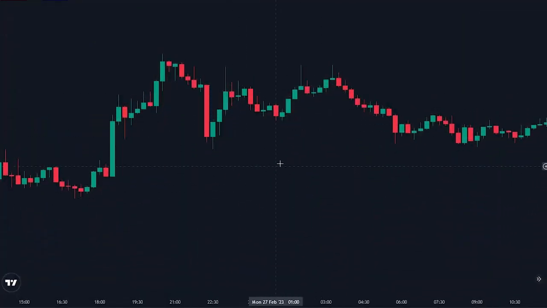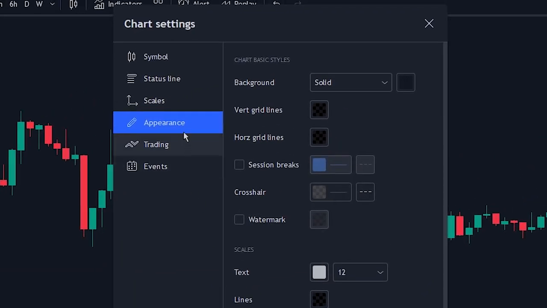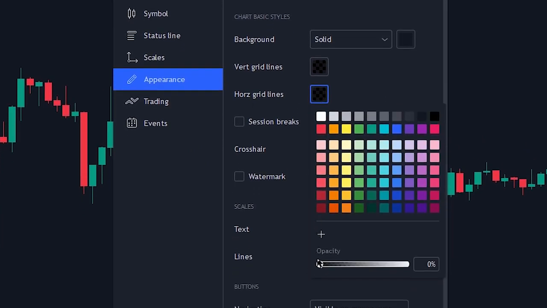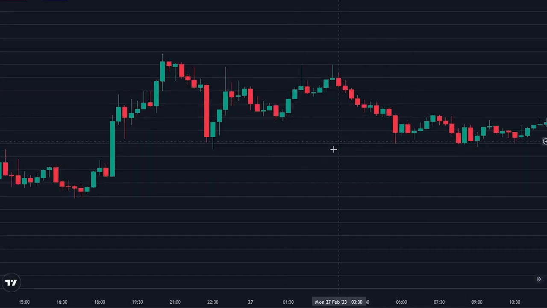For this method, we will need to enable the horizontal grid lines on TradingView. To do this, right-click on the chart and click on the Settings tab. Then click on the Appearance button. Here we will be enabling the horizontal grid lines and making them more visible by increasing the opacity. That was all that we needed to do. Now you can exit out of the settings.